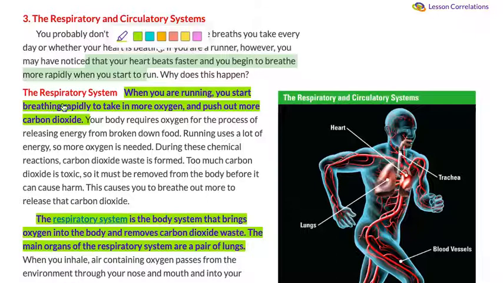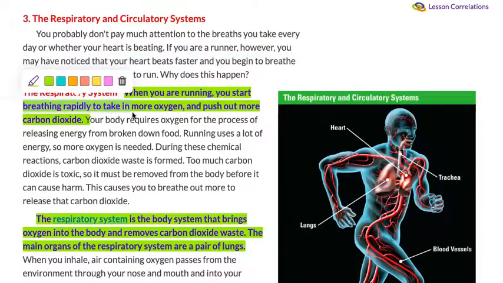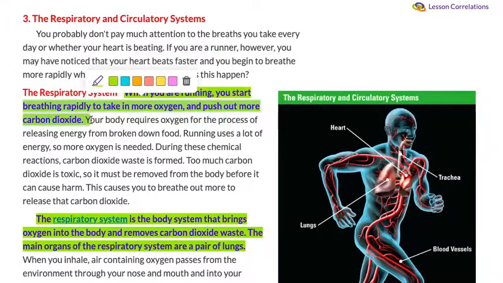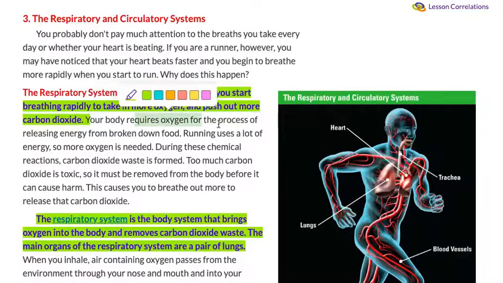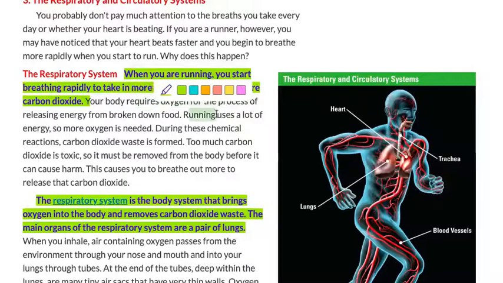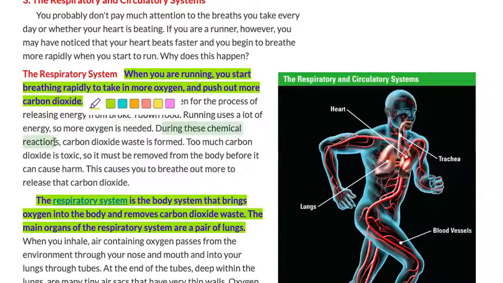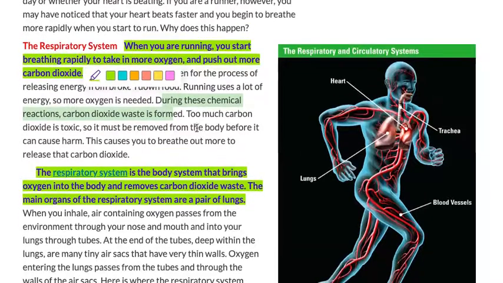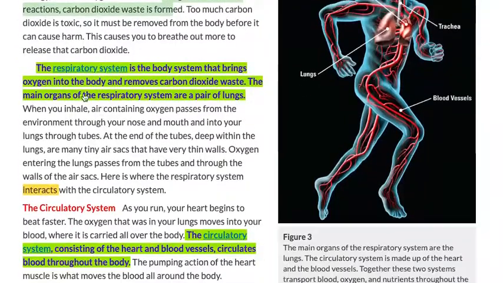This happens because when we are exerting ourselves, we need to take in more oxygen and push out more carbon dioxide. Your body requires oxygen for releasing energy from broken down food. Running is an activity that uses a lot of energy, so more oxygen is needed during these times. During these chemical reactions, carbon dioxide waste is formed. If you have too much carbon dioxide in your body, it's going to be too toxic for you, so it needs to be removed from the body before it causes any harm.